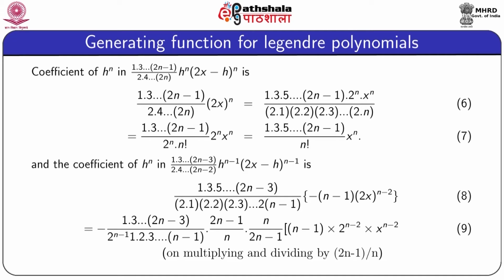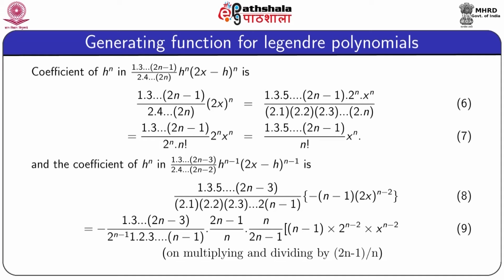What we do now in expression 7 is we take 2 common from each term in the denominator, and if you do that you get expression 8, which is 1 dot 3 dot 2n minus 1 divided by 2 to the power n, because you have taken 2 common from each of the terms in the denominator from expression 7, and divided by n factorial multiplied by 2 to the power n into x to the power n, which after simplification gives the expression 8.